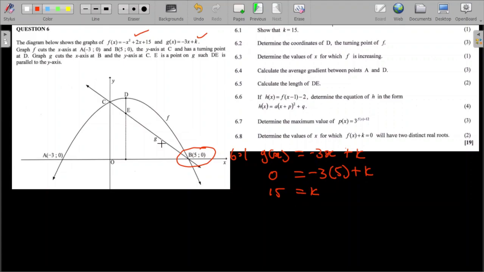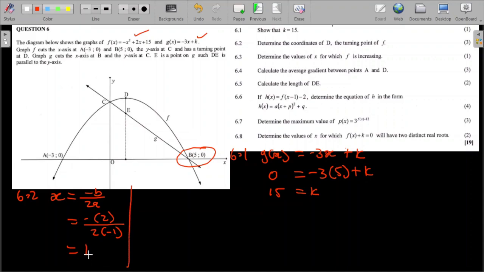Now 6.2, they're asking us to determine the coordinates of D, which is the turning point. How do you determine this? Again, very important: we know that x = -b/2a. This is how we find the x of a turning point. So it's negative into my b, which is 2 in this case, all over 2 into my a, which is negative 1. So my x here is going to be positive 1.